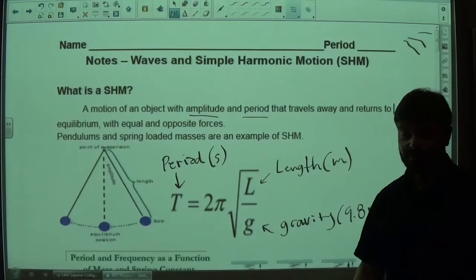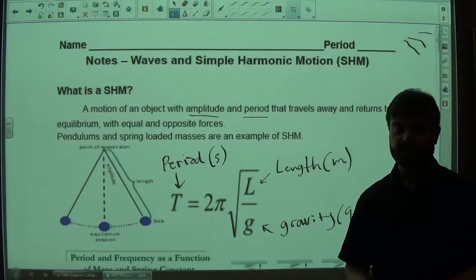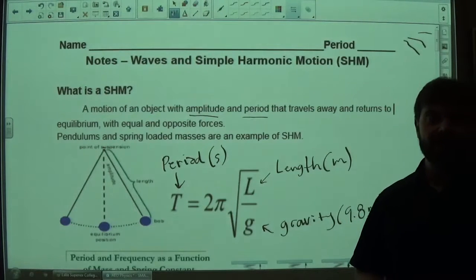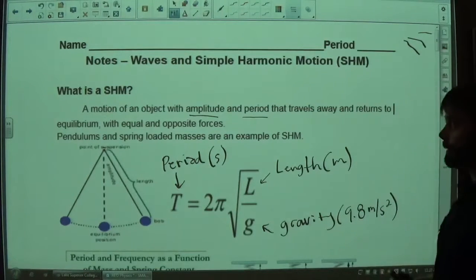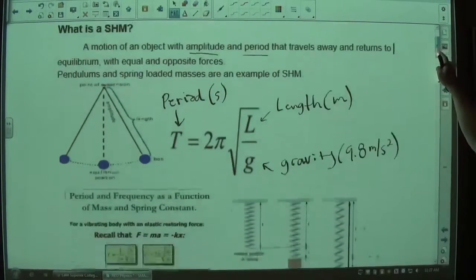Now it is possible there may be some scenarios where we would say, hey, there's a pendulum on the moon or a pendulum on some other planet where there's more or less gravity, but for the most part that's what we would stick to.